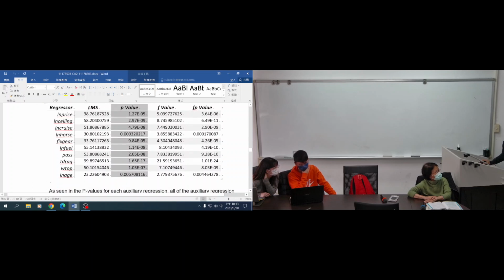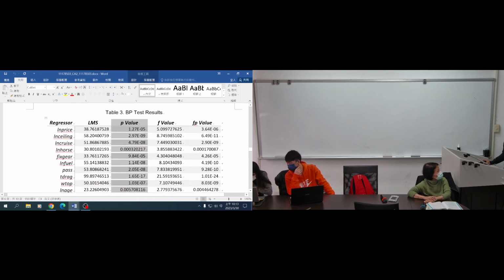When we say the BP test, we wanted to show that the model itself has a heteroscedasticity problem. So it's using n times R squared, which is a chi-square distribution. I don't know what this is. And how can you use each one of the regressors and show the p-value?